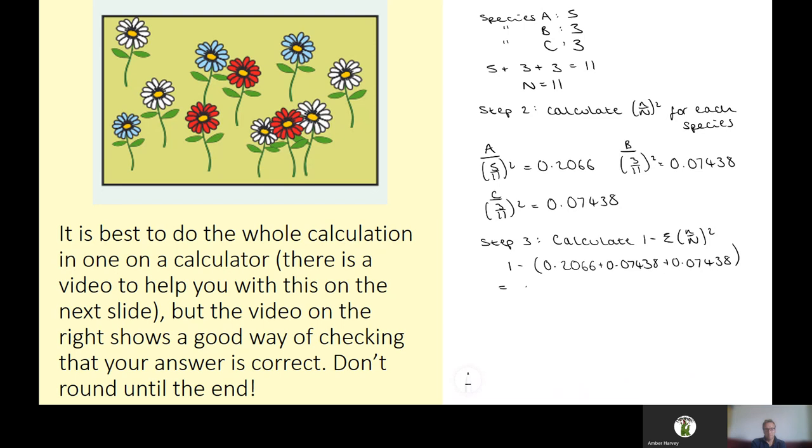So obviously always do the part in the bracket first, and you will end up with an answer of 0.64464. So D equals 0.64 or 0.6445, but we would normally round it to two decimal places. Okay, so that should be nice and clear for you. Those are the steps that you would take.